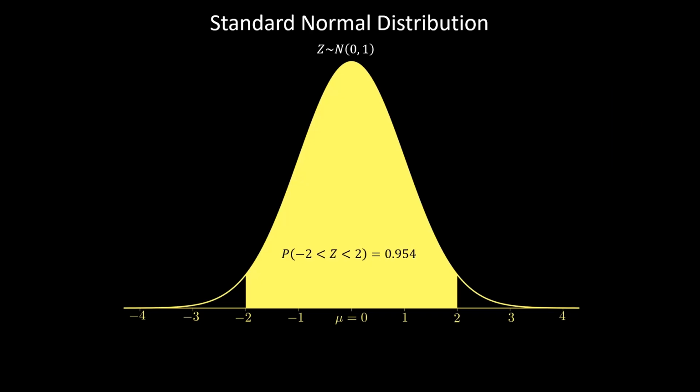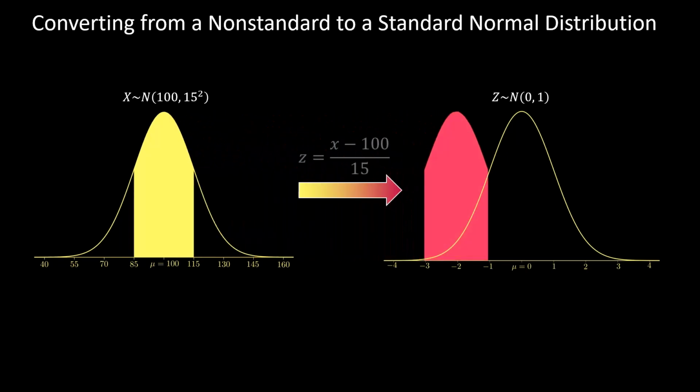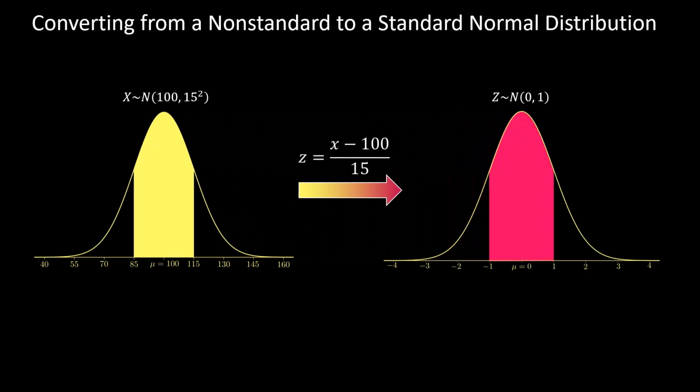Now, some of you have probably used tables to find normal probabilities, and these probabilities are based off of the standard normal distribution. So given a non-standard normal distribution, say a distribution with mean mu equals 100 and standard deviation sigma equals 15, we can use the conversion z equals x minus mu divided by sigma to standardize any normal distribution. In other words, once we perform this transformation, we can just go ahead and use tables to find the probability. In this example, the probability that x is between 85 and 115 is the same as the probability that z is between -1 and 1.